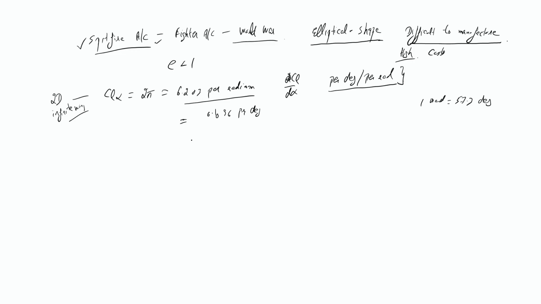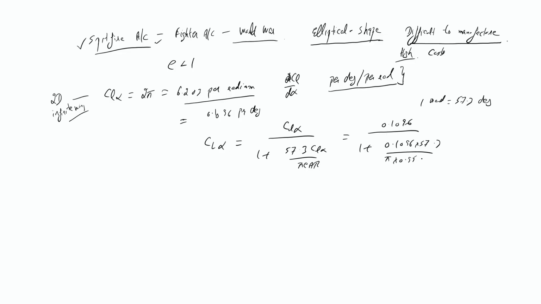Now finally, we can write the CL alpha expression: small cl alpha divided by 1 plus 57.3 cl alpha by pi e AR. So you can write 0.1096 divided by 1 plus 0.1096 multiplied by 57.3 divided by pi times 0.95 times aspect ratio 7.546. So finally you get CL alpha equals 0.0854 per radian or per degree? Obviously per degree, since we have already converted.